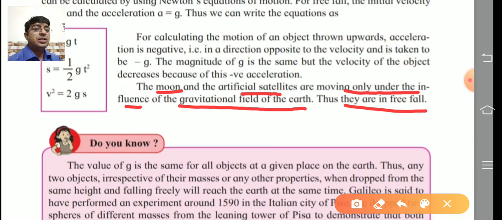So naturally, the moon and artificial satellites are freely revolving around the earth, or the moons of other planets around those planets, because of the gravitational field of that planet only. That's why we truly say that objects like artificial satellites and the moon are in free fall.